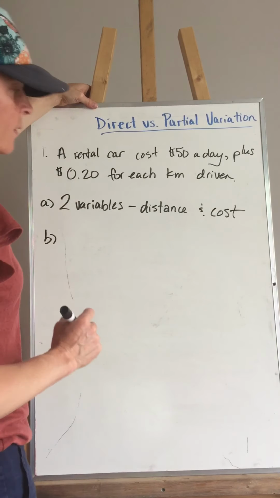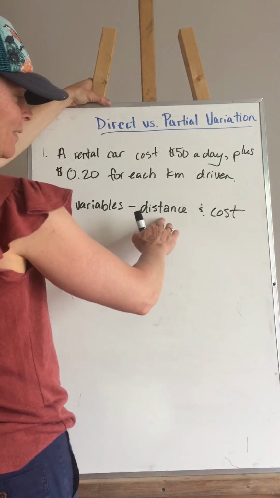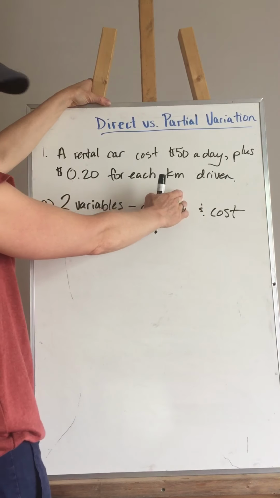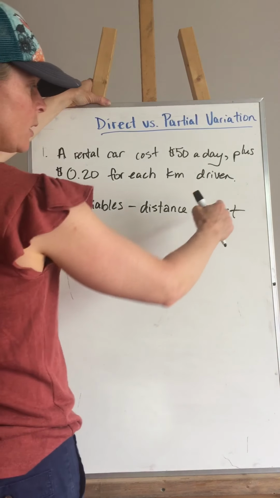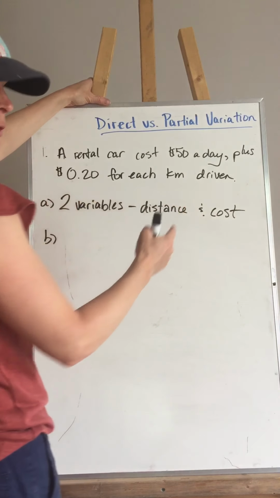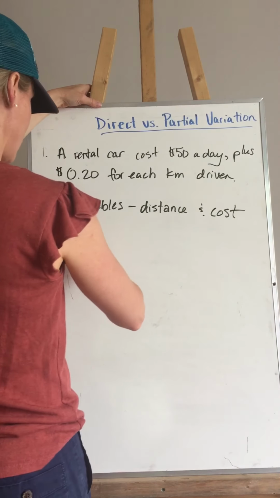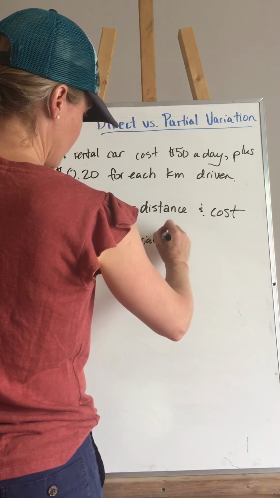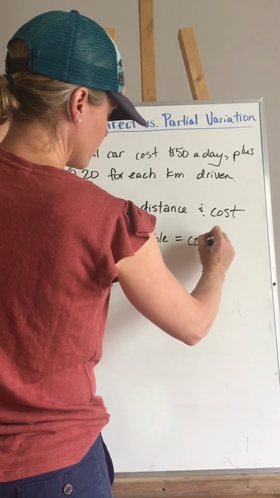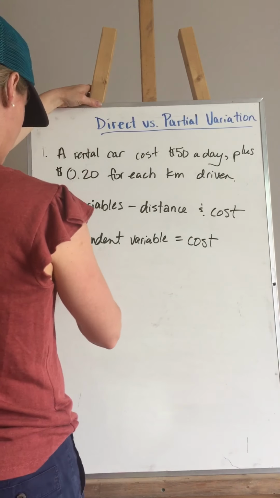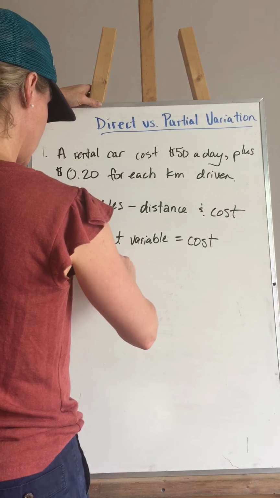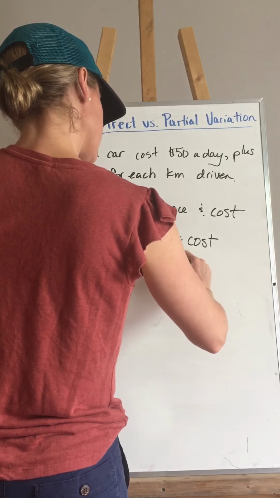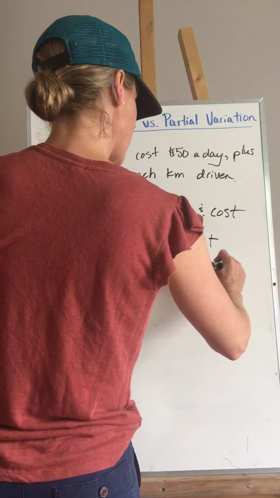Okay, B, what is the dependent variable? So you ask yourself, does the distance depend on the cost, or does the cost depend on the distance traveled? Well, you've probably already said in your head that the cost is going to depend on how far you drive, on the distance. So the dependent variable is the cost. And of course that makes the independent variable the distance traveled.